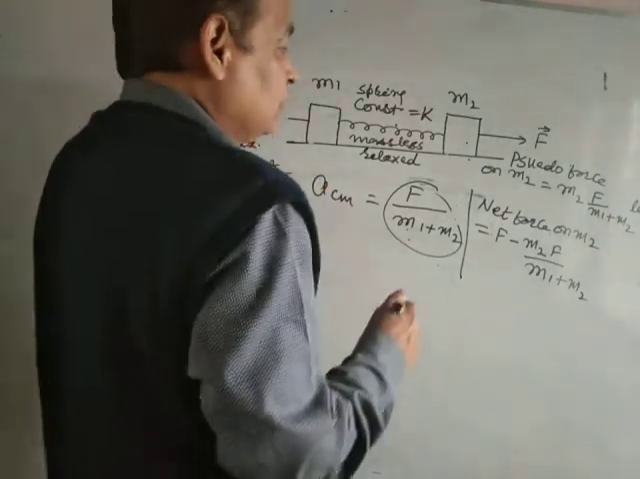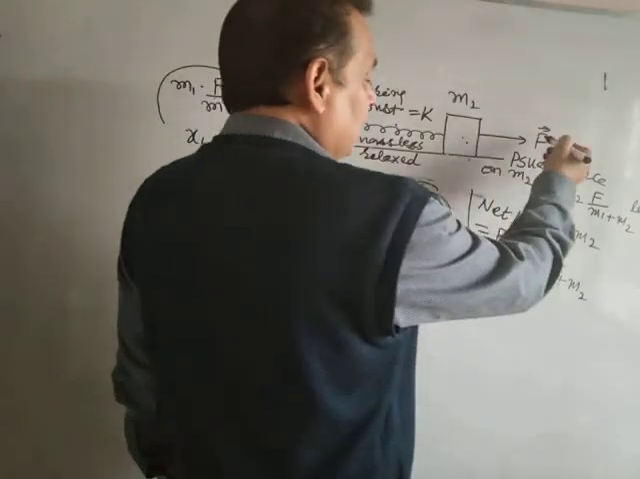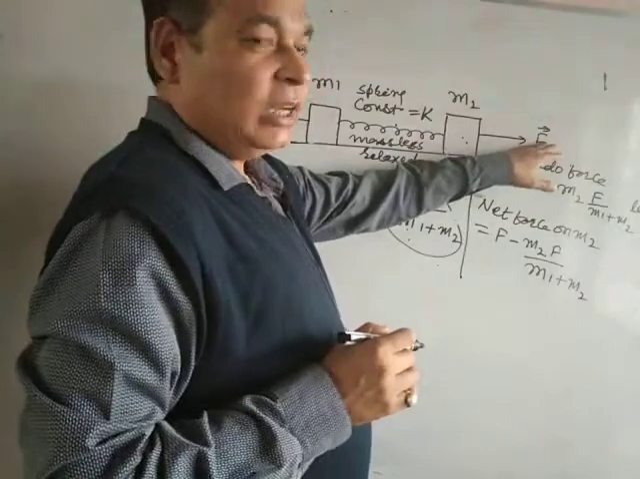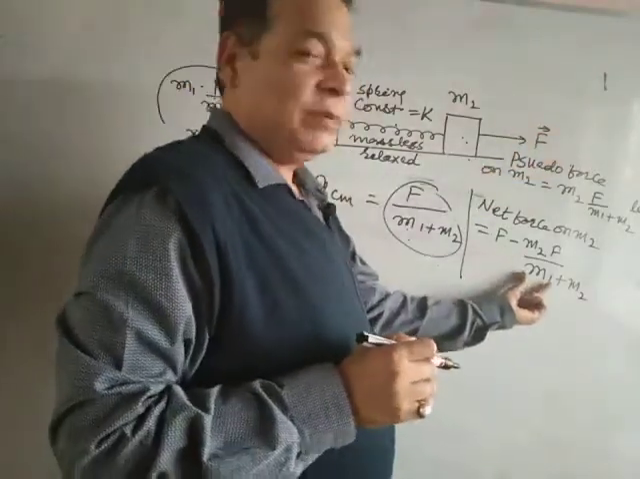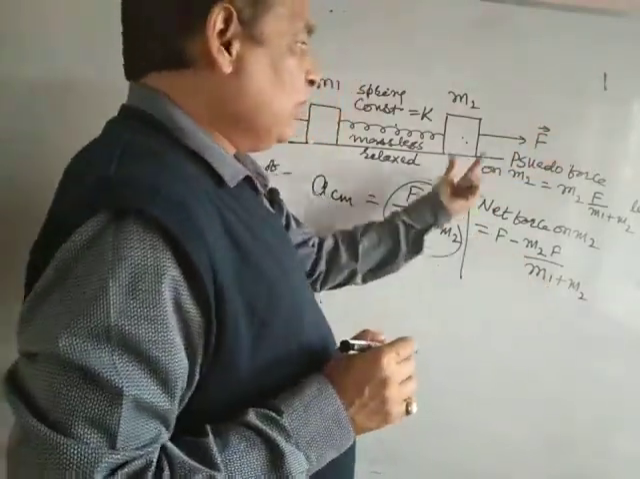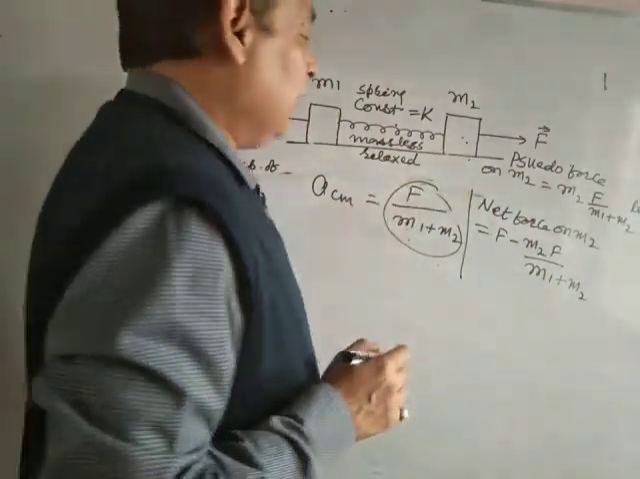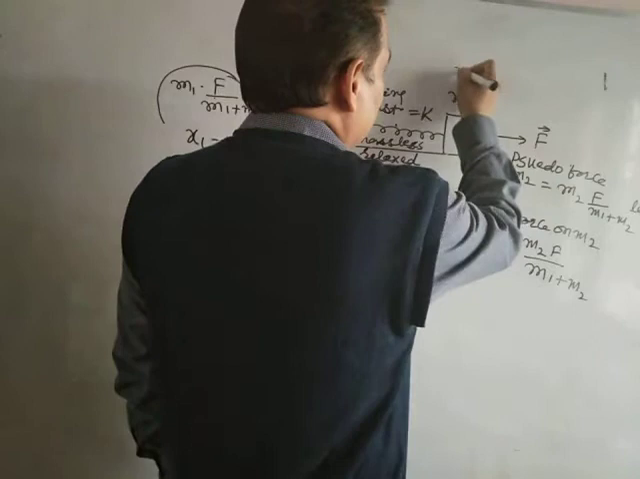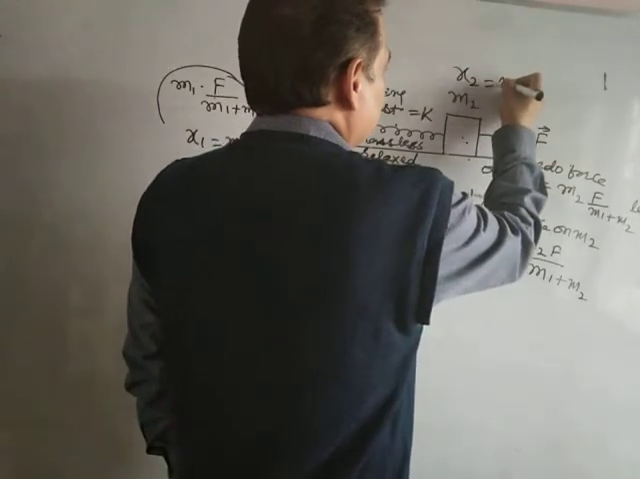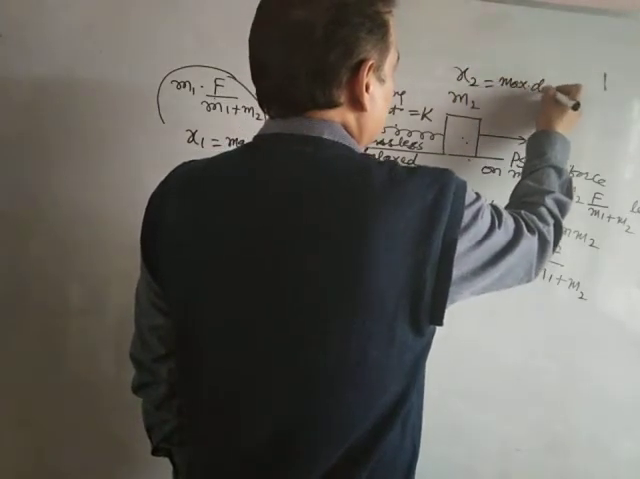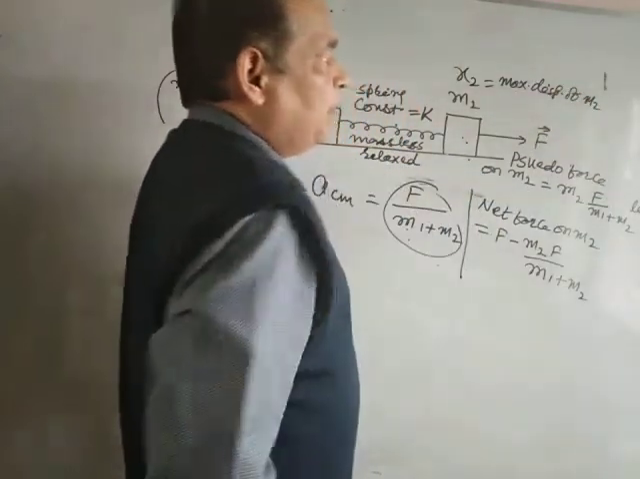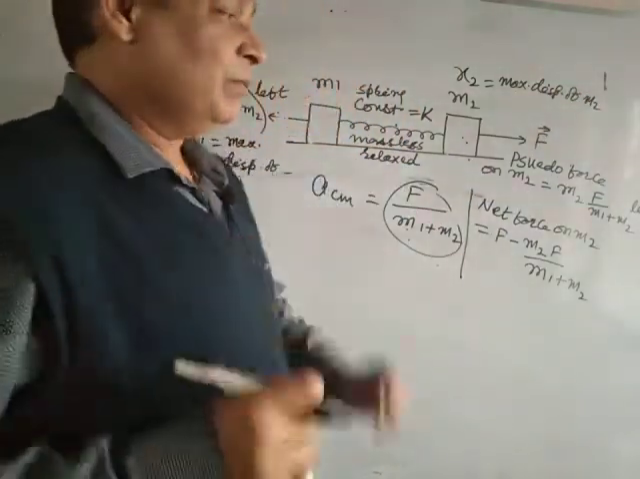In the same way, since the net force on M2 acts rightward, the pseudo force is leftward and F is rightward, the net force is taken rightward with this magnitude. So the displacement will be rightward, and x2 is the maximum displacement of M2 in the center of mass frame.